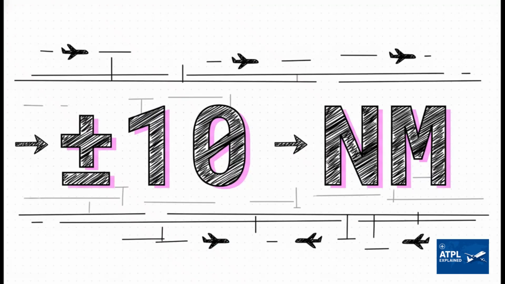You know how highways on the ground have lanes? Well, it's the same in the sky. These are called airways, and a standard airway is 10 nautical miles on either side of the center line. So a 20-mile-wide corridor. That's a key number you're going to want to remember.